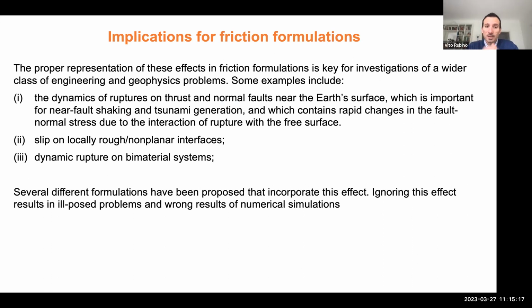So yeah, I've mentioned most of these points here, but the implication for friction formulations is what we were discussing a minute ago: it's very important to account for these types of friction laws in various problems, including thrust and normal force, when the symmetry breaks down and normal stress varies rapidly, but also when we have slip on rough, so non-planar interfaces, and bimaterial systems.